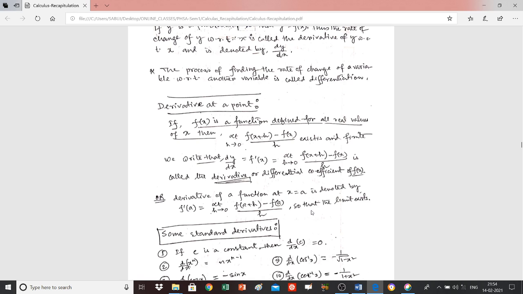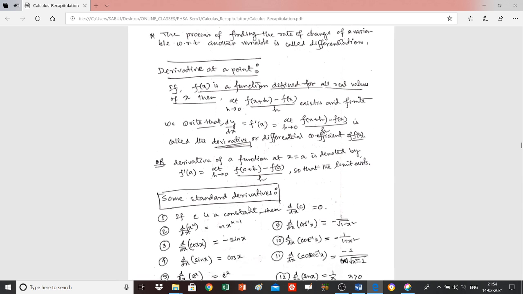Obviously, in this case, the condition that should be obeyed is that this limit should exist. That means the left hand limit and the right hand limit should have finite values, and they are equal. So now some standard derivatives. In this section you have to remember that the differentiation of a function f(x) with respect to x can be calculated by using this relation.